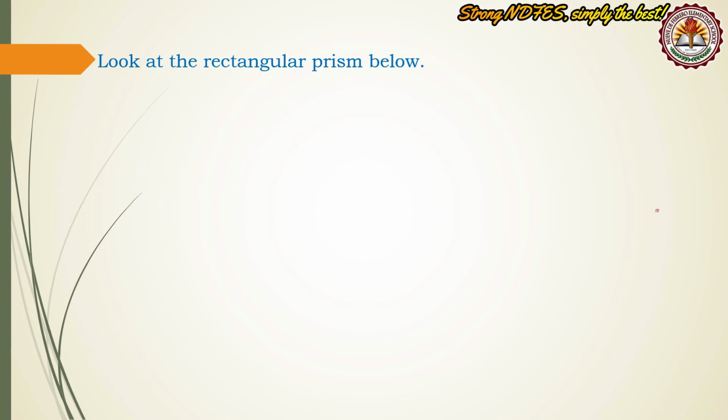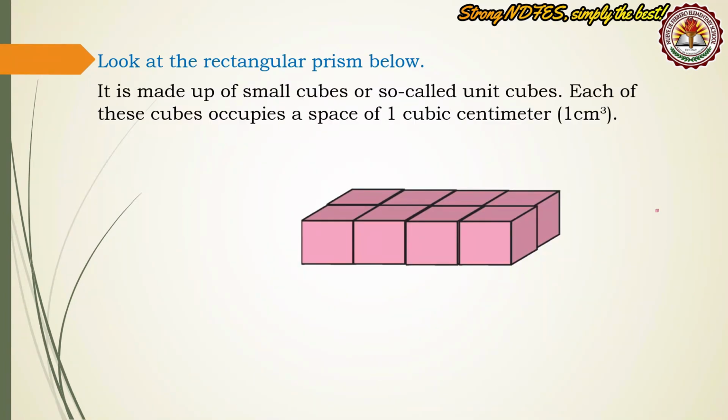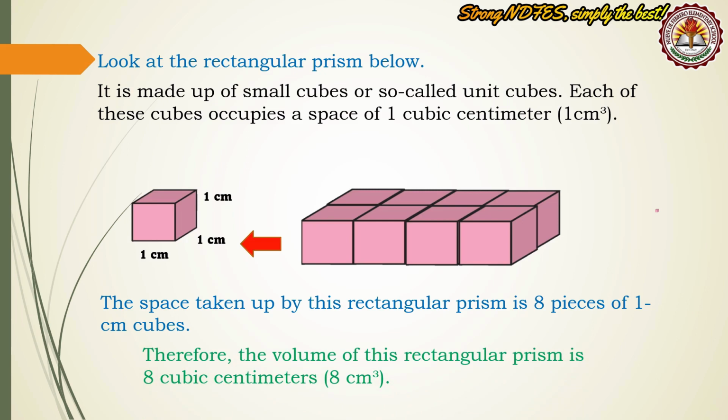Look at the rectangular prism below. It is made up of small cubes or so-called unit cubes. Each of these cubes occupies a space of 1 cubic centimeter. The space taken up by this rectangular prism is 8 pieces of 1 centimeter cubes. Therefore, the volume of this rectangular prism is 8 cubic centimeters.